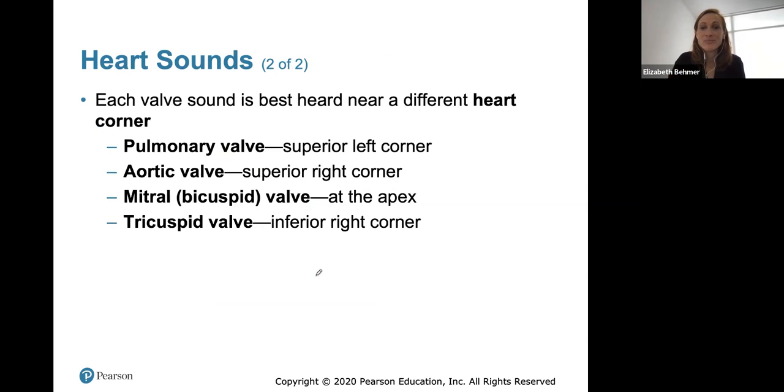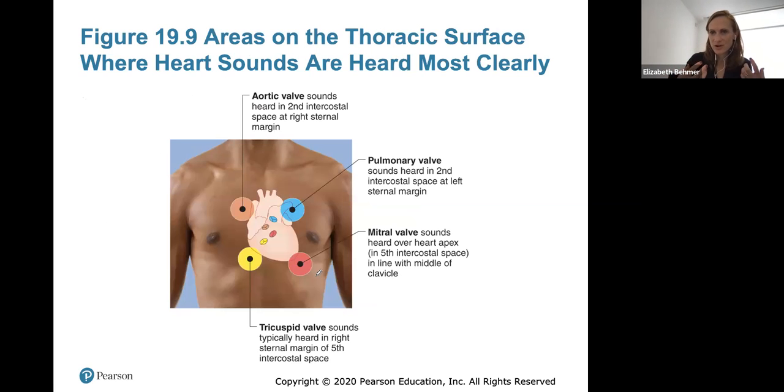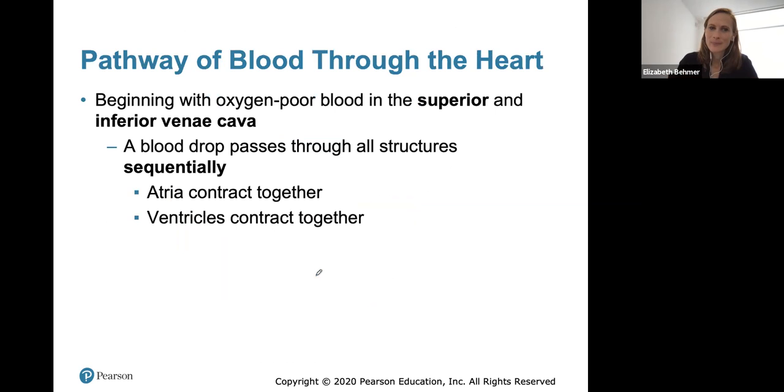Each valve sound is best heard near a different heart corner. So the doctor will listen for these different heart valves in 4 different places on the chest to hear the valves closing. If he's doing it right, your doctor should listen to your heart in 4 different places, at each of the 4 valves. So you can ask him next time to see if he's doing that.